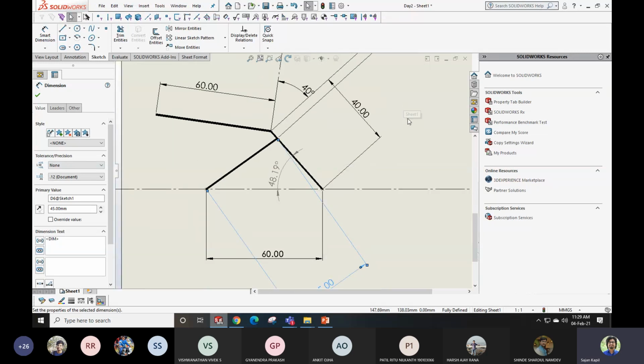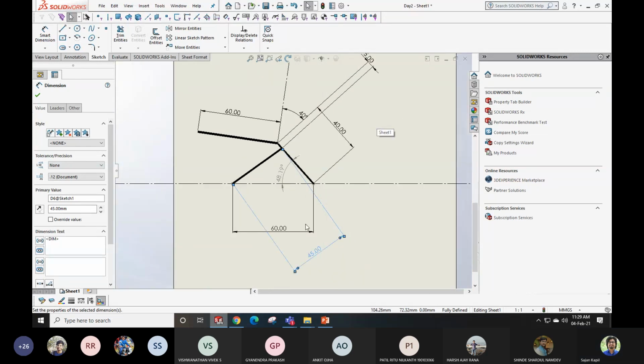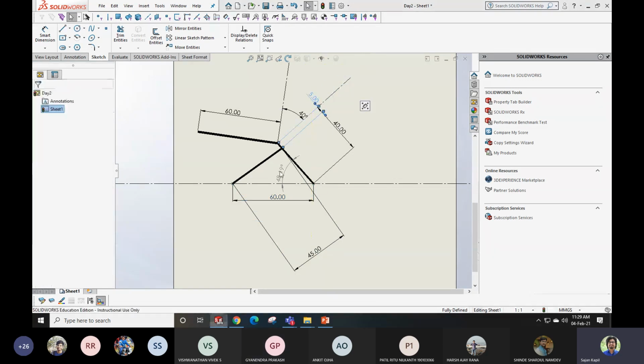Everything correct? Can you verify? Someone, please. Yes, sir. This is 60 degrees. Everyone is getting this angle right now.